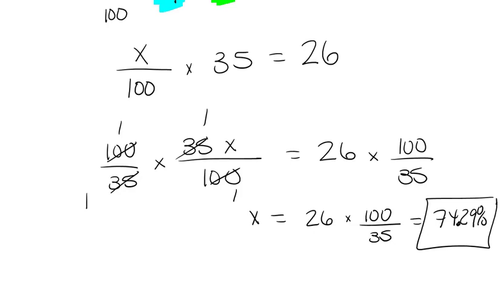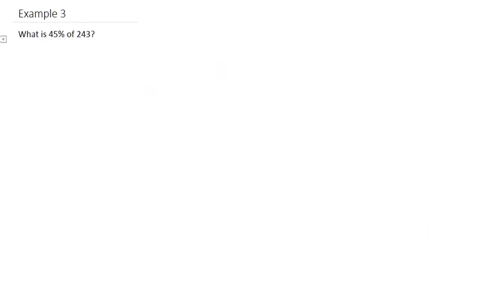Now let's do one final example. Example 3. What is 45% of 243? So when we look at this equation, we have our percent here, so we can put it in there. Then we have "of 243." And then we notice that what we're solving for is the "is." So that's what we're looking for.